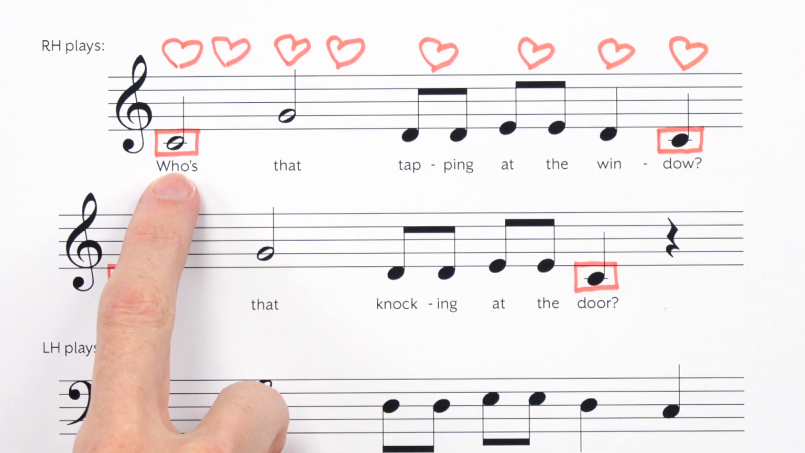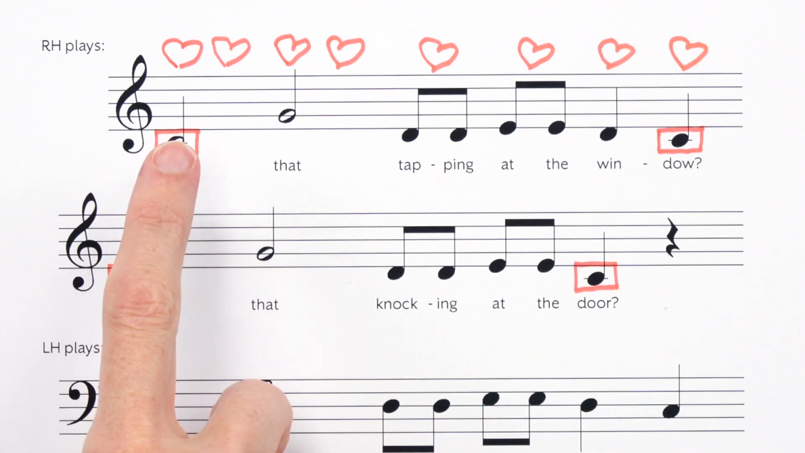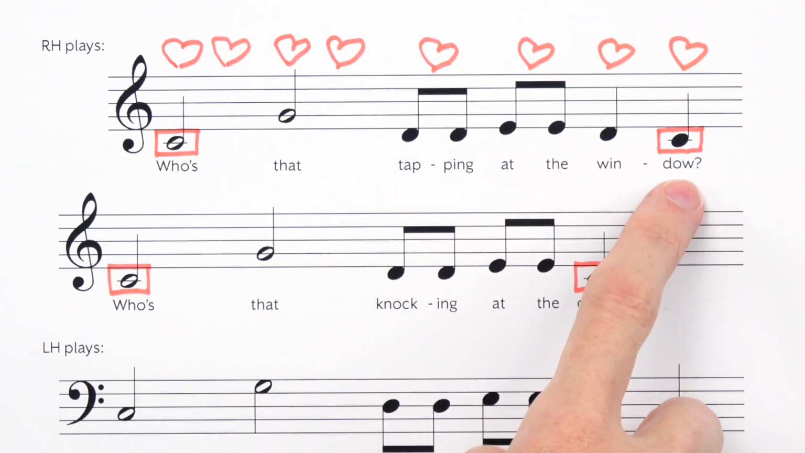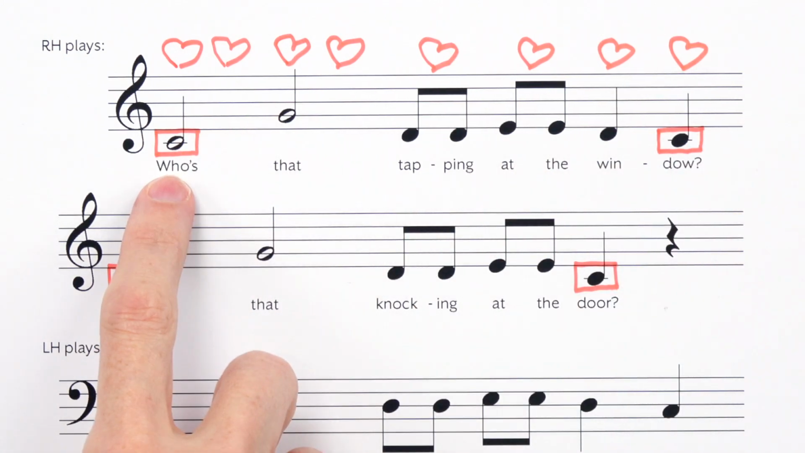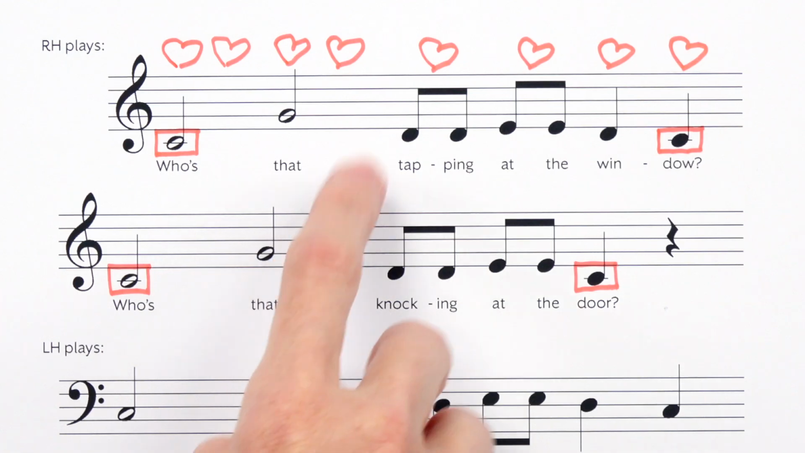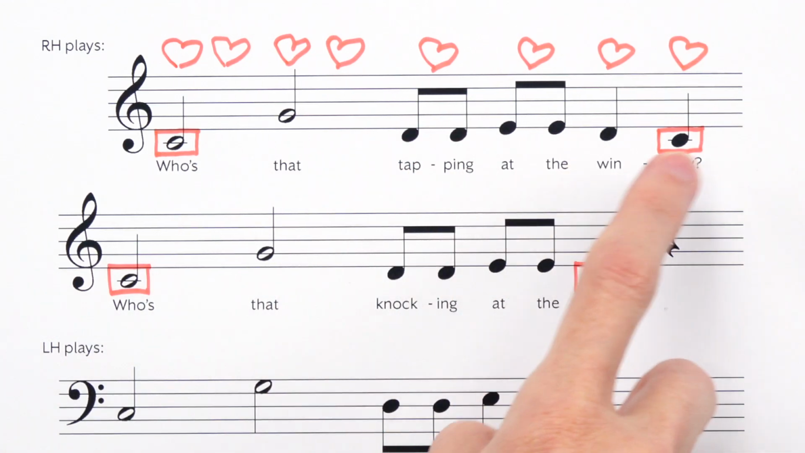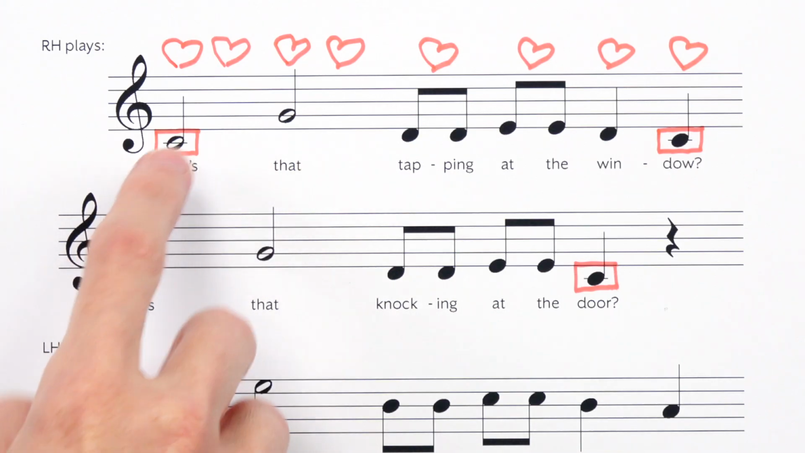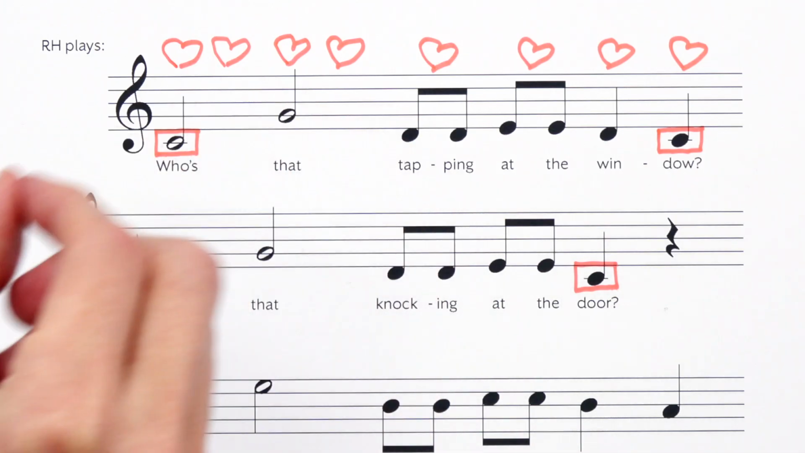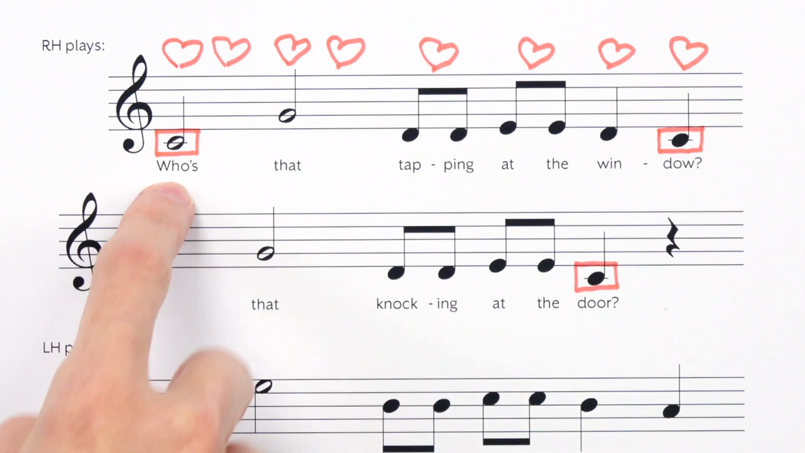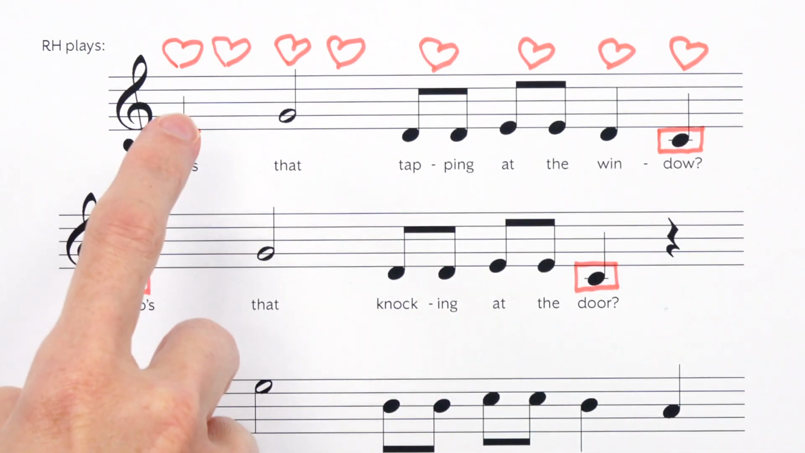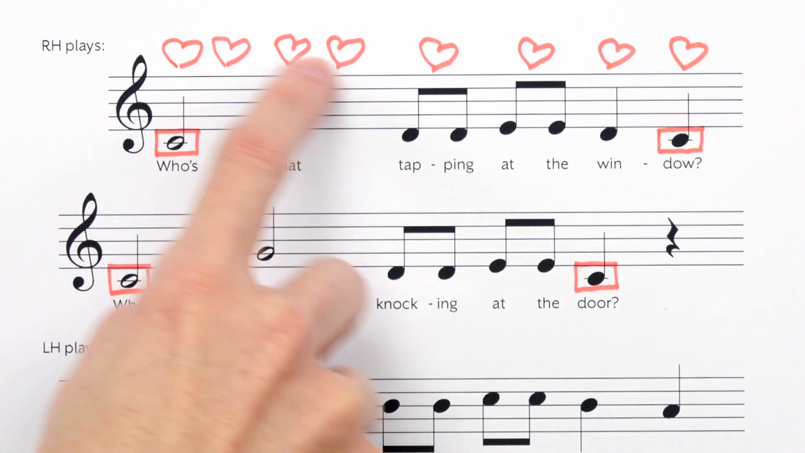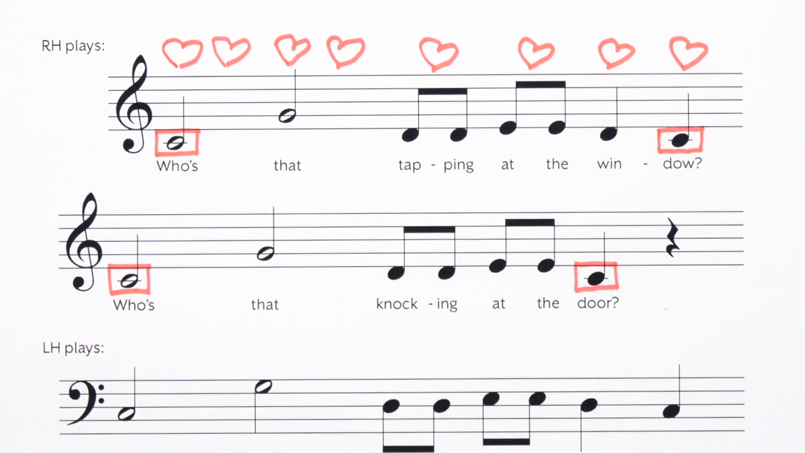Now let's say the lyrics as we do that. It's who's that tapping at the window? Try it with me. Go. Who's that tapping at the window? A common mistake in music is to rush through a half note. Remember to give those notes both beats. You don't want who's that. It's who's that tapping. Those two beats are really important for the rhythm of this song.